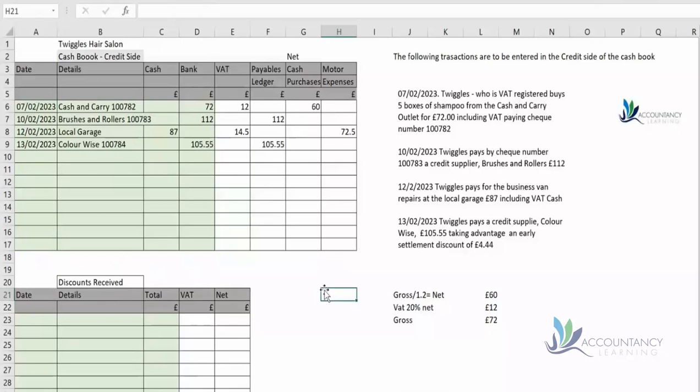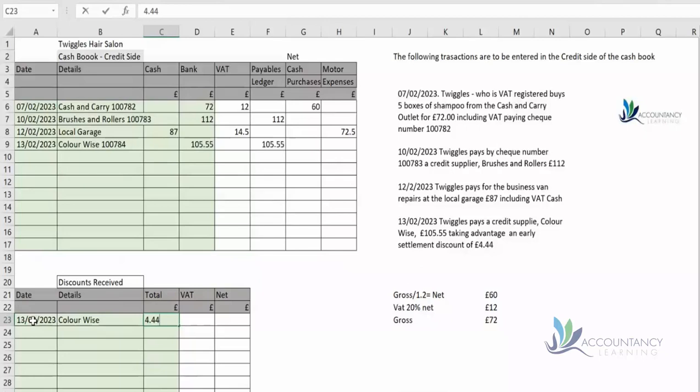But don't forget, we must account for that early settlement discount of £4.44. A discount received, therefore, on the 13th of February 2023. The details, this is because we paid Colourwise early. Don't know the invoice number, but the total there would be £4.44. That is the settlement discount.